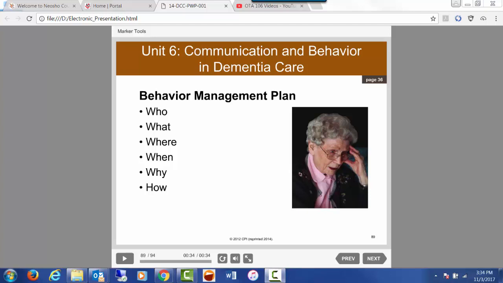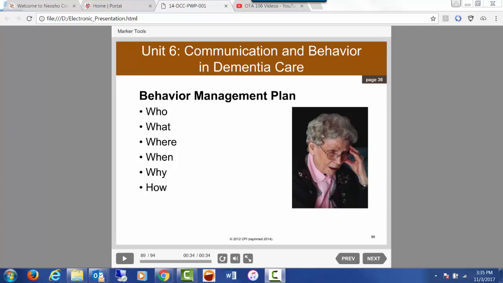Sundowning, a decline in behavior in the afternoon or early evening. Transfer trauma, upset behavior after a move. This often happens when they go from home, the hospital, to a long-term care facility. Or it could happen when you change their furniture around, change the room they're in, or change their roommate.